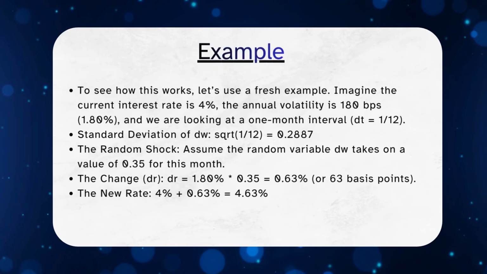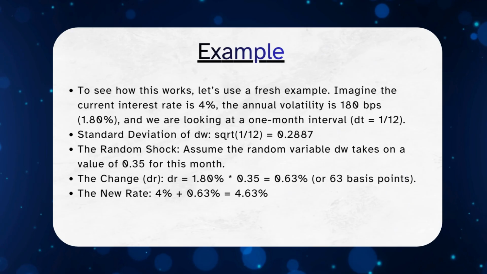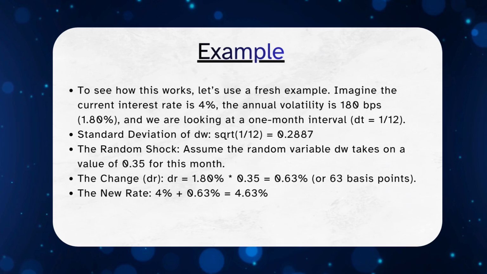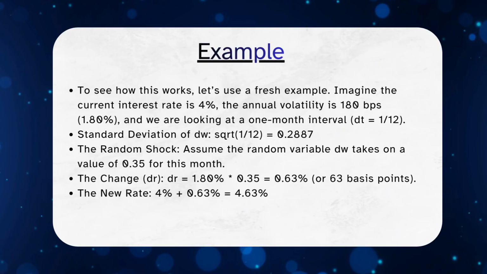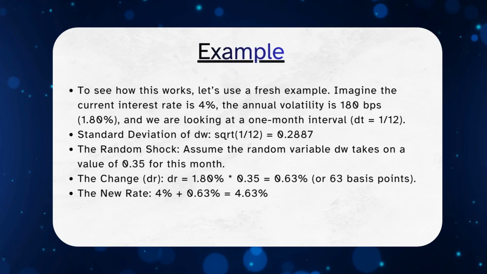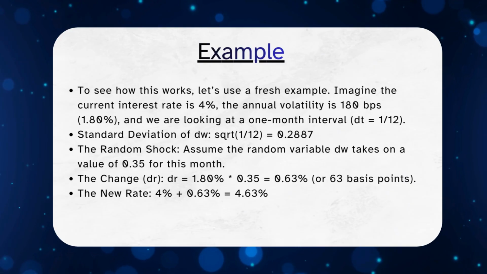Let's look at a practical example. Imagine our current interest rate is 4% and the annual volatility is 1.80%. If we want to see the change over 1 month, our time interval, dt, is 1 divided by 12. First, we find the standard deviation of our random variable by taking the square root of 1/12, which is 0.2887. If the market gives us a random shock value for dw of 0.35, we calculate the change. 1.80% times 0.35 equals 0.63%. Adding this to our starting point, our new rate after 1 month is 4.63%.